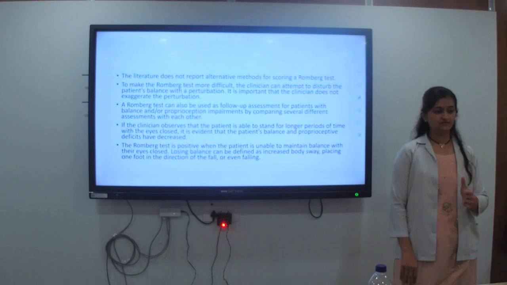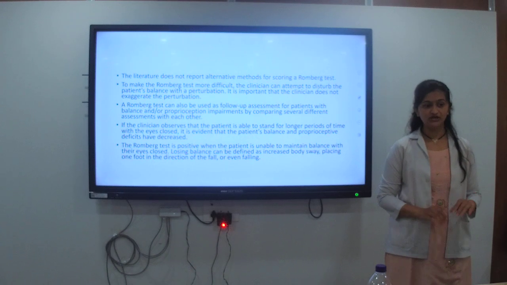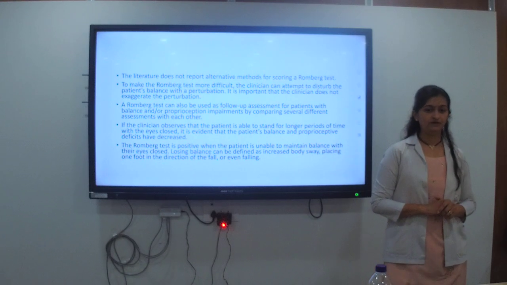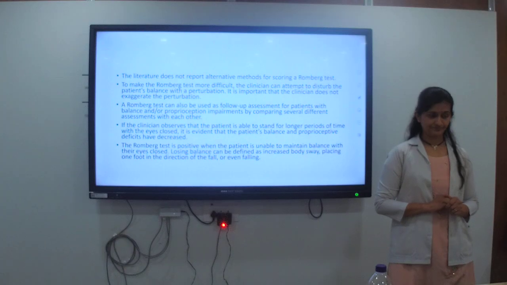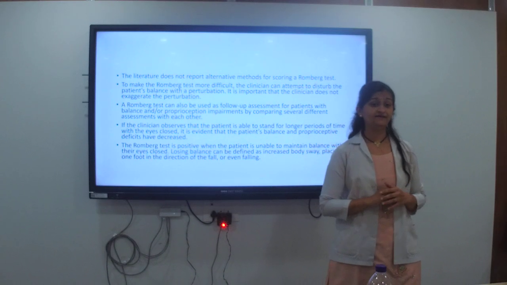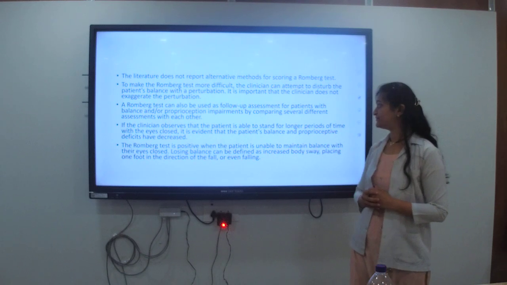First, you will ask the patient to stand with the eyes open, then with the eyes closed. And if this has been performed properly by the patient, then you have to give some perturbations to the patient. So you have to give some distractions in such a way that this task becomes more difficult for the patient to perform.